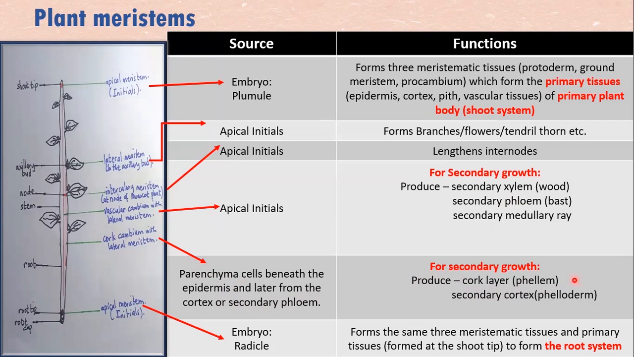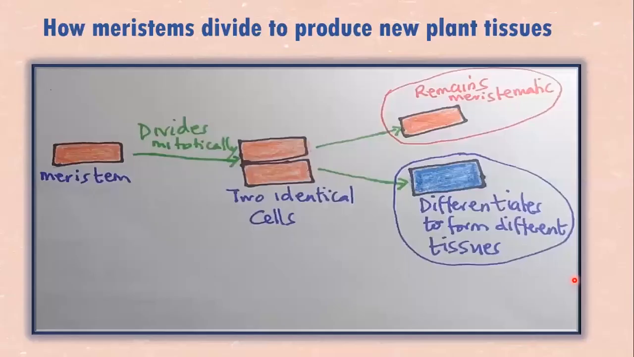Now we want to look at how the meristems divide. Meristems divide generally like this. The meristem divides mitotically to produce two identical cells, and one cell continues to remain meristematic, and the other cell differentiates to form any of the different tissues. The one that remains meristematic is there to continue the growth of the plants.